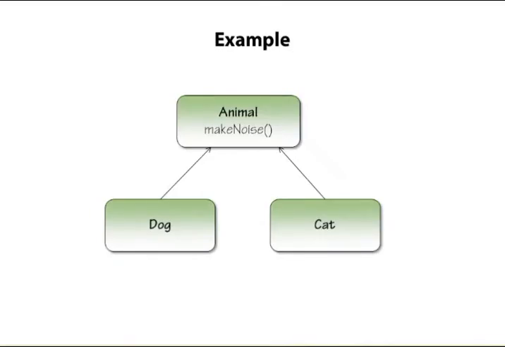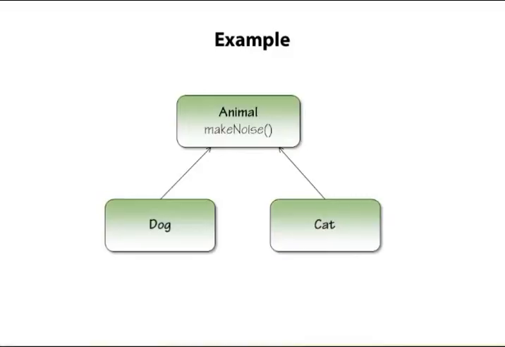So let's look at an example of this. In this case, I have our animal class here, and our animal class has a method called makeNoise. A lot of animals make noise, so we have a base method in our animal class called makeNoise. Now we're going to use inheritance here, and we have a dog and a cat, and they both inherit from animal. They're both types of animals.